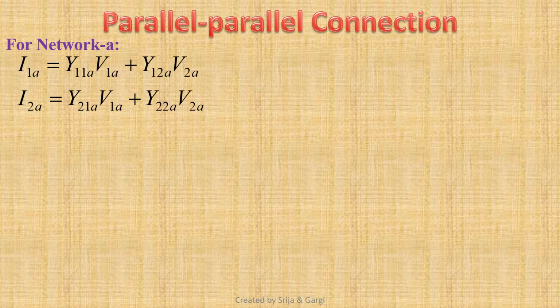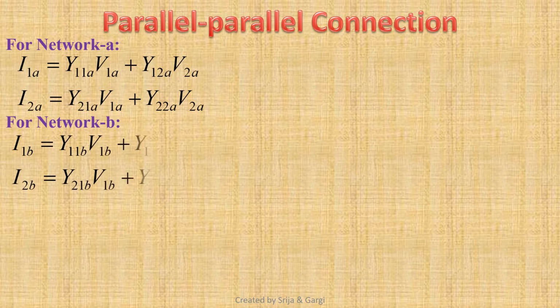For network A, we can write I1A equals Y11A V1A plus Y12A V2A, and I2A equals Y21A V1A plus Y22A V2A. For network B, we can write I1B equals Y11B V1B plus Y12B V2B, and I2B equals Y21B V1B plus Y22B V2B.